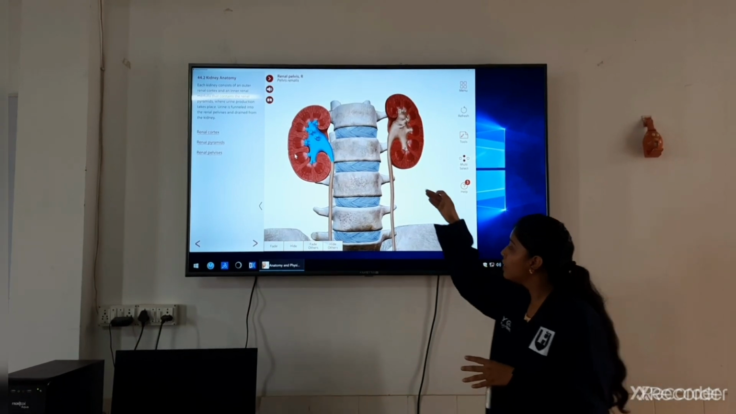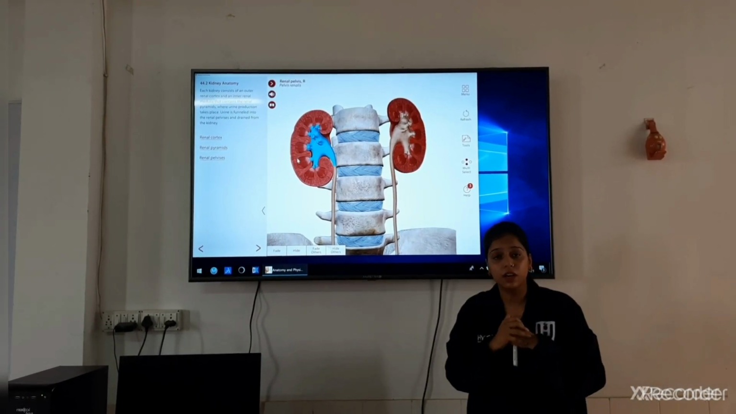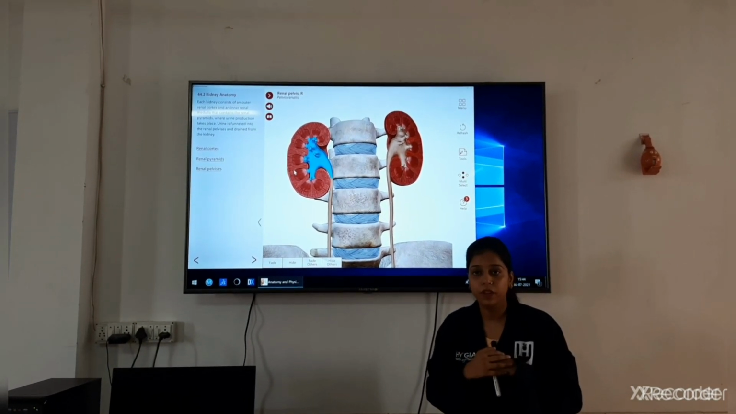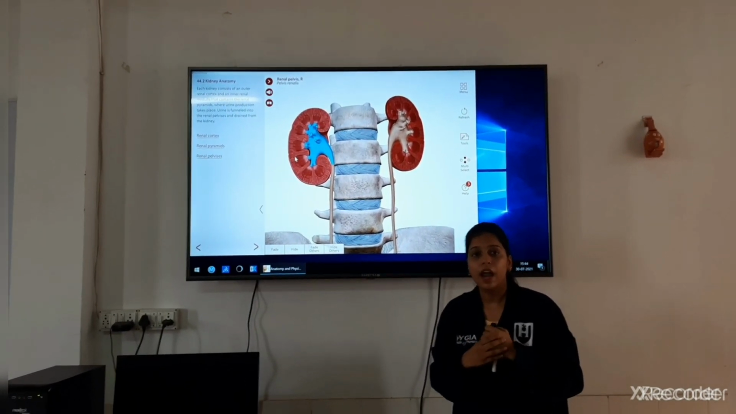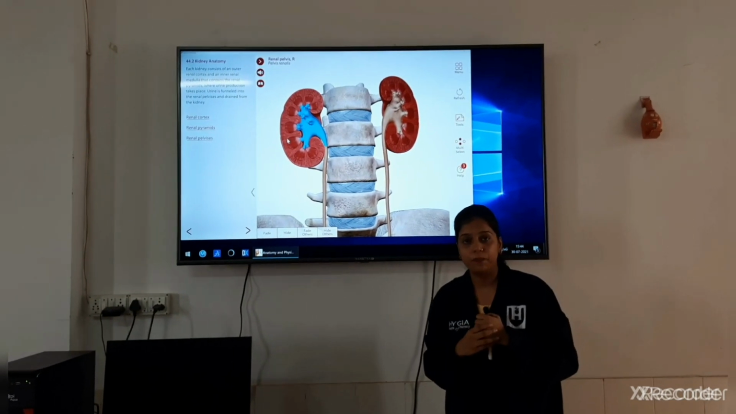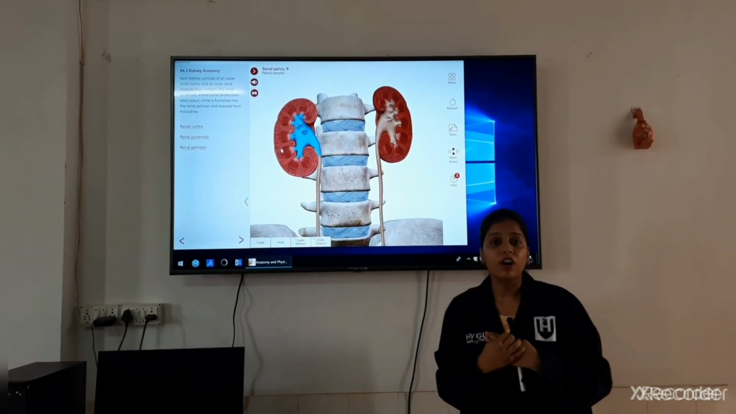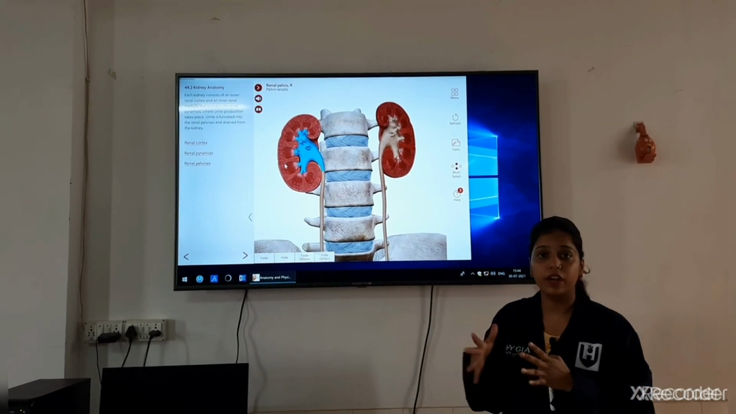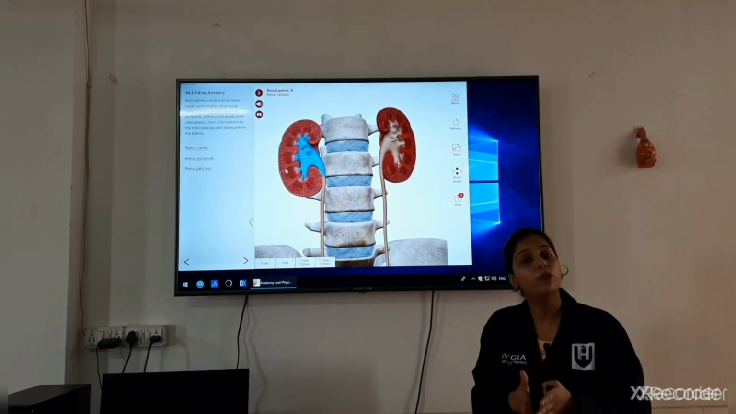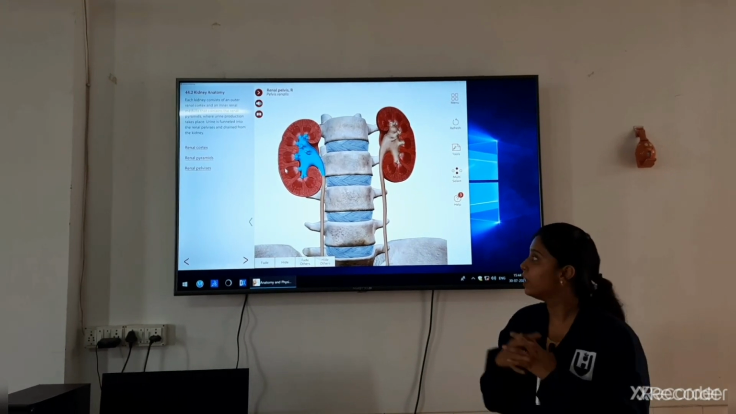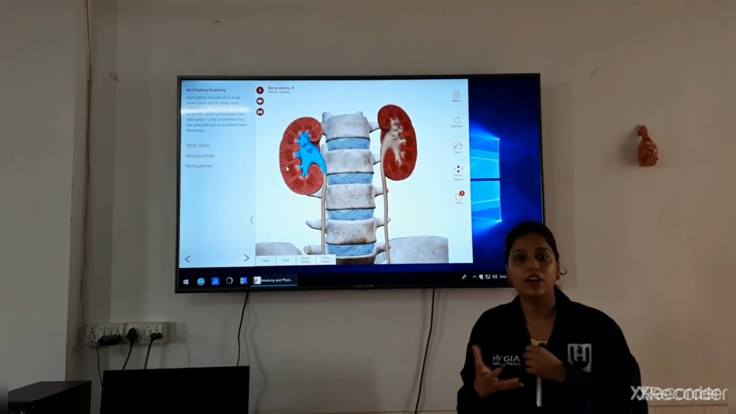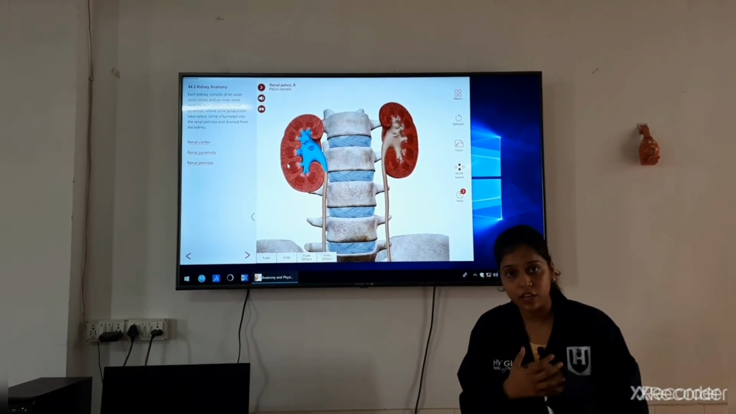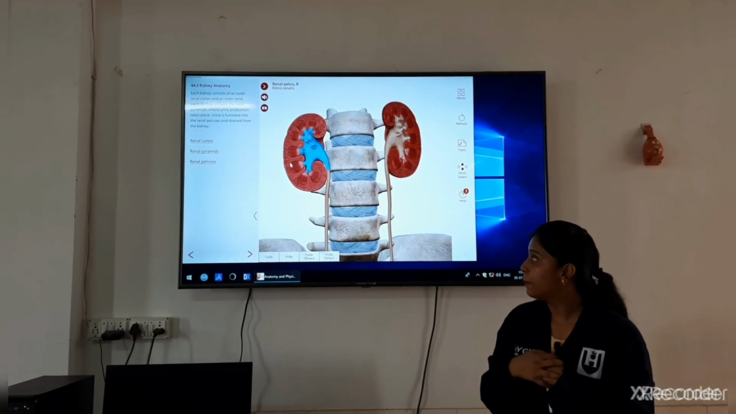When we look at the outer covering of the kidney, we find that the kidney is covered by three tissue layers: the renal capsule, the adipose capsule and the renal fascia. Their function is to hold the kidney in position in the abdominal cavity. Along with that, they protect the kidney from various kinds of trauma. These are a few of the functions of the tissues covering the kidney.